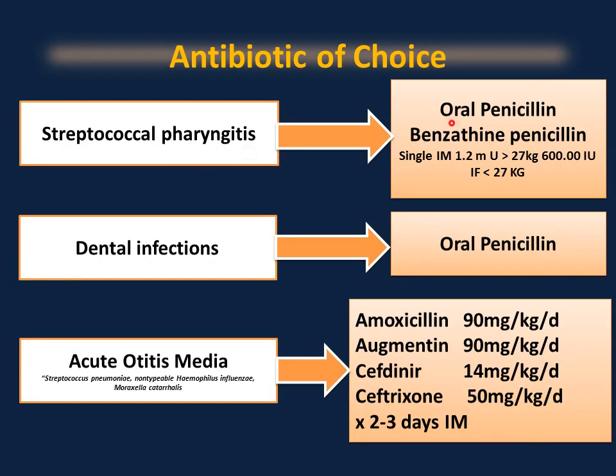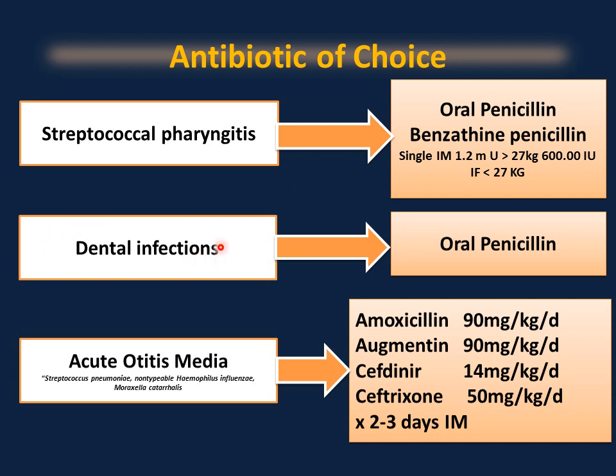Streptococcal pharyngitis, the first line treatment is oral penicillin, available in oral liquid and tablets. So 250 twice a day for 10 days in children, and 500 twice a day for 10 days in adolescents. You can also use it 3 times a day. Benzathine penicillin can be given also as a single injection, 1.2 million units if the child is more than 27 kilo, and half of the dose if less than 27 kilo, single injection, one time.